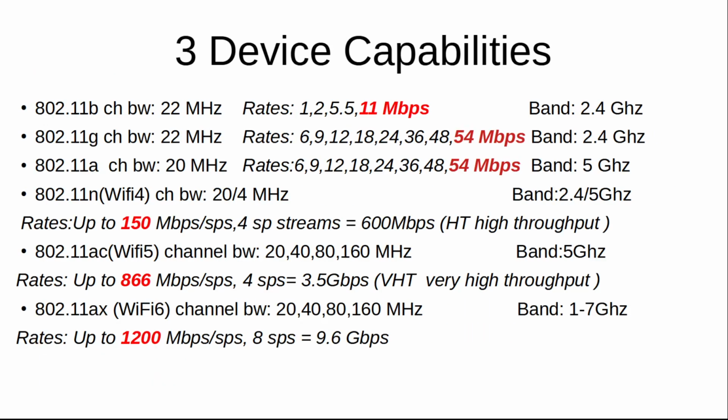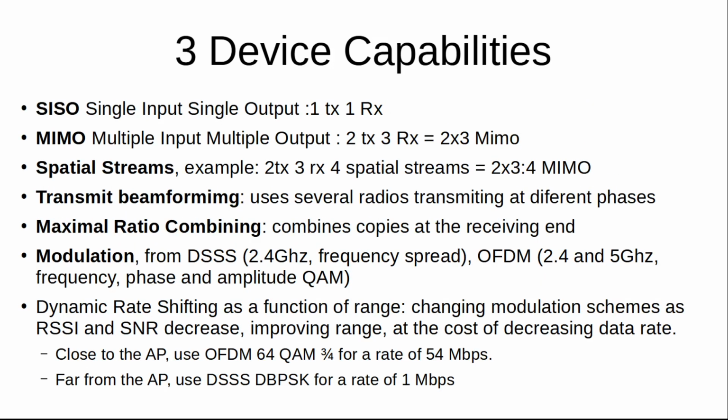Remember your device capabilities. What are your standards? .11b, g, n, ac, ax. What are the transmission rates and the bands? You must also remember what SISO means, MIMO, spatial streams, transmit beamforming, and what maximal ratio combining is. What are the main modulation schemes used for Wi-Fi, and what is the dynamic rate shifting as a function of range.